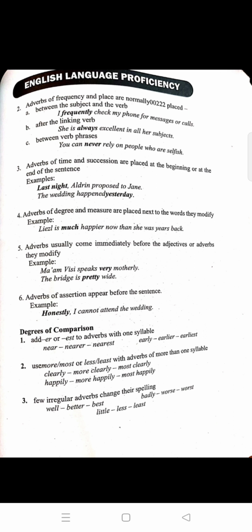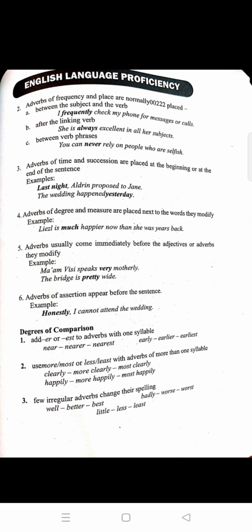Adverbs usually come immediately before the adjectives or adverbs they modify. So Ma'am Visi speaks very motherly. So of course, when you try to modify or you use intensifiers, you place them very close to the word you are trying to modify.